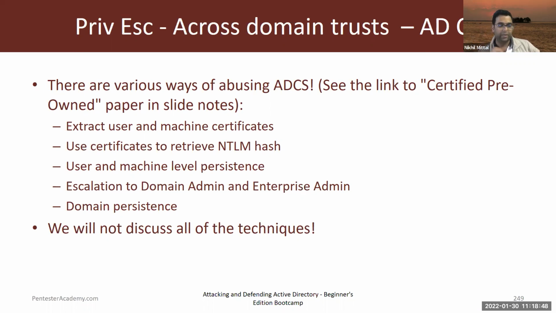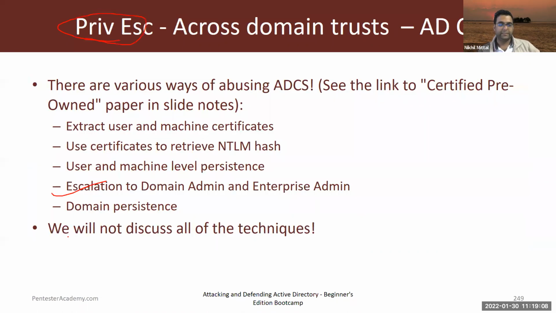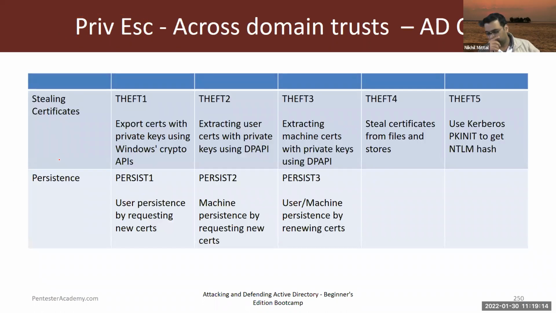And this is a huge paper and this is a huge attack surface. We are not going to discuss all of these, but we'll focus more on this one because that is what our topic is right now, privilege escalation. Escalation to domain admin and enterprise admin. All right. So what are the categories that are discussed in the paper? So these are theft categories where we can extract a user or machine's certificate.